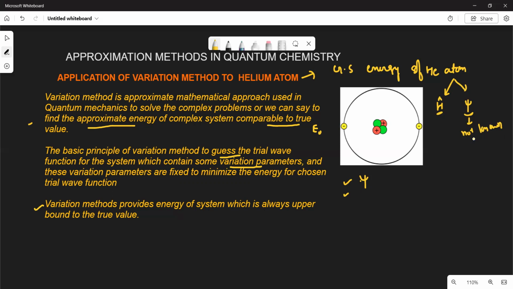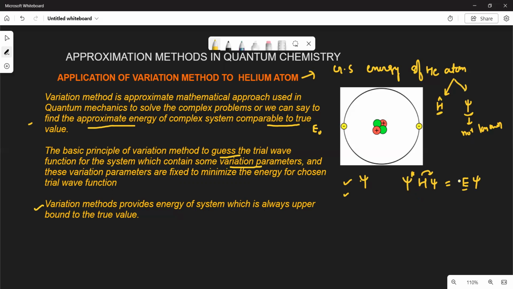So here what we do, we select or we guess some trial wave function. And to that trial wave function, we apply the Hamiltonian like this. So when we apply the Hamiltonian, it provides us the energy value. Right? So here energy is the eigen energy value.